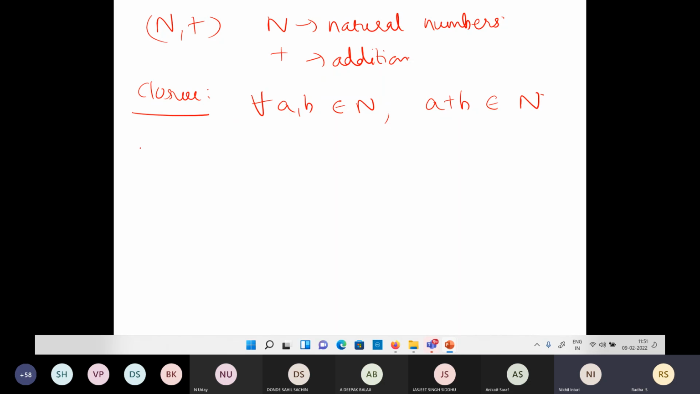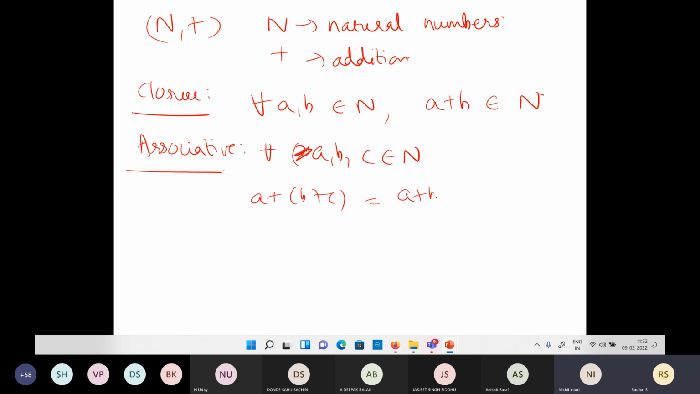Good. Then associative. Will it be associative? If you consider any three random natural numbers, you add in any way, it is going to be associative because addition is always associative. If the operation is associative, if you add any three natural numbers in any order, it will always be true. Correct? Clear? Shall I proceed?